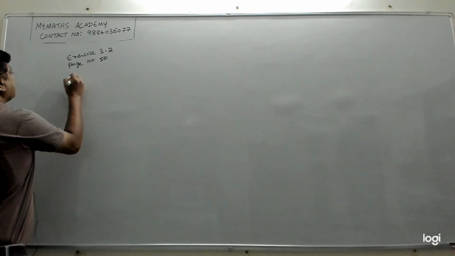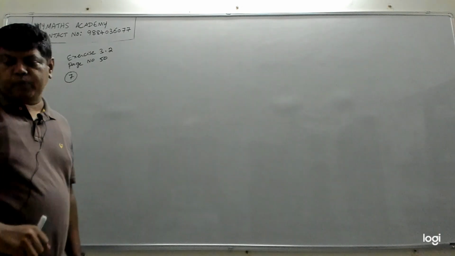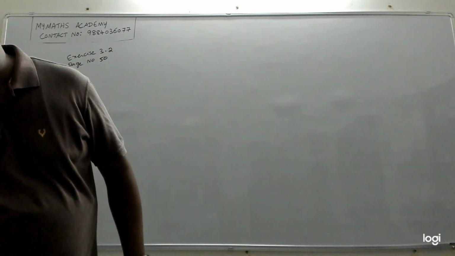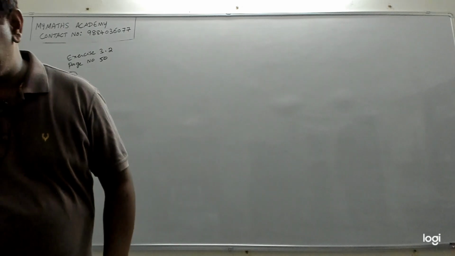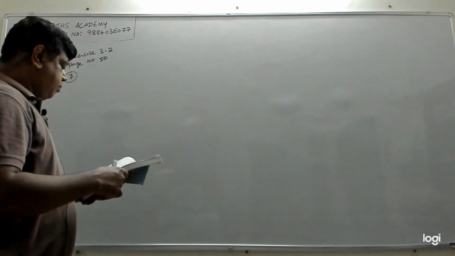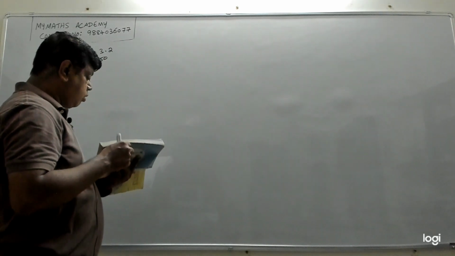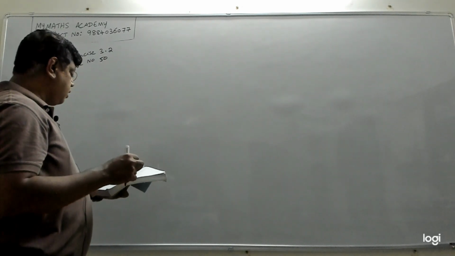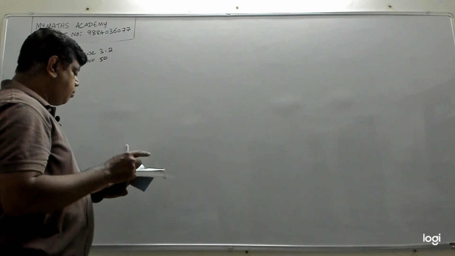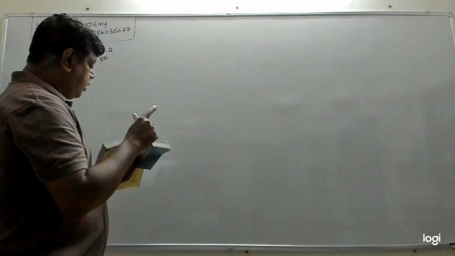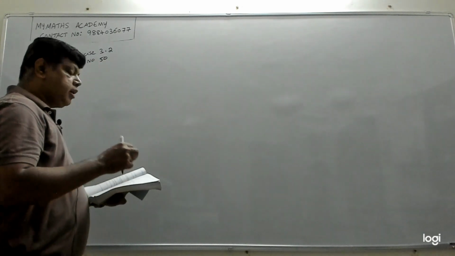So problem number 7. The question is, draw the graph of the equation x minus y plus 1 equal to 0 and 3x plus 2y minus 12 equal to 0. Determine the coordinates of the vertices of the triangle formed by these lines and x-axis and shade the triangular region.